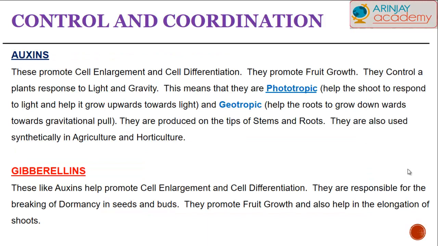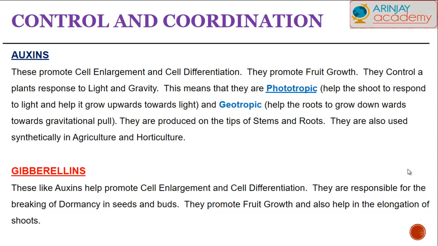Auxins, as we stated, promote cell enlargement and cell differentiation. They promote fruit growth also. They control the amount of light and gravity towards which a plant responds. This simply means that plants are phototropic, meaning the shoot will respond towards light and grow towards it, and the roots are geotropic because they will grow downwards due to gravitational pull. Auxins are generally produced on the tips of stems and roots, and they are used also synthetically in agriculture and horticulture.